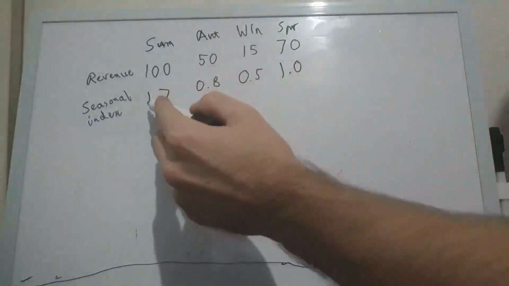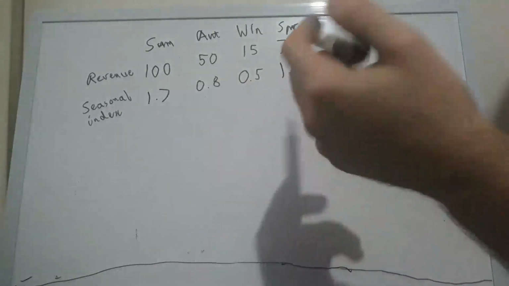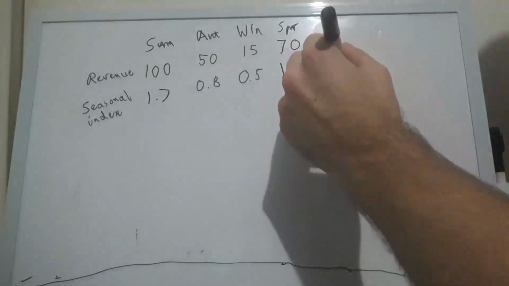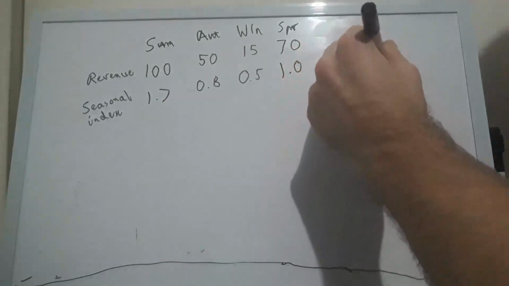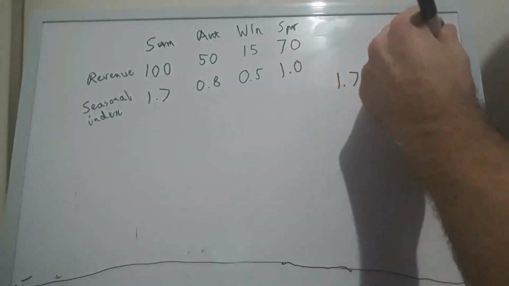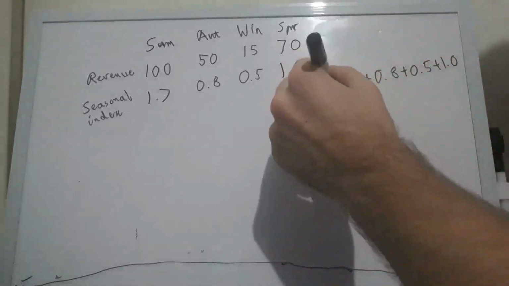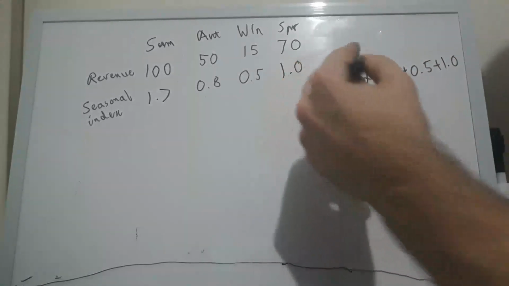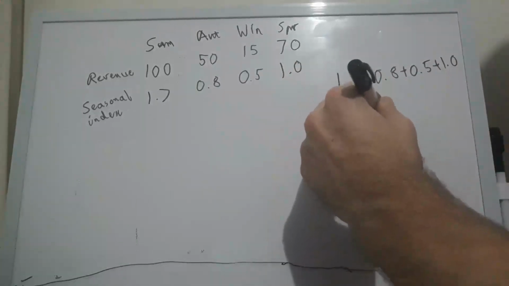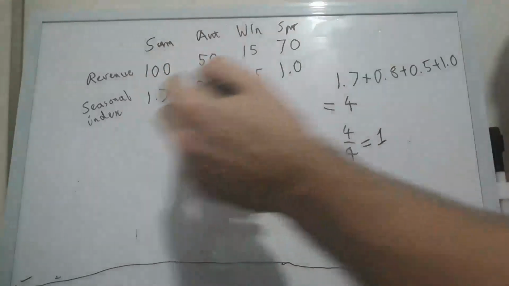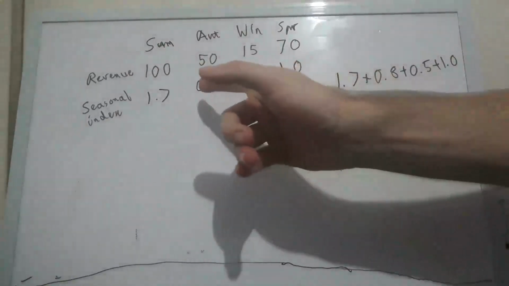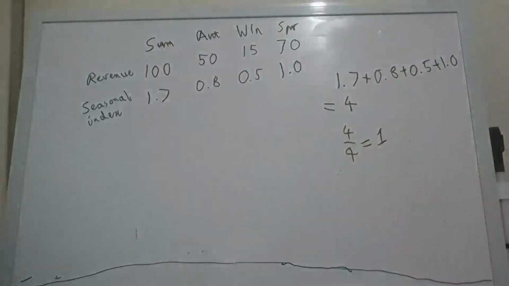Now, because we only have 4 seasons in a year, we only have 4 seasonal indexes that we're considering. If you add all these together, you can chuck this into a calculator if you don't believe me, that should equal 4. And because you added 4 numbers together, 4 divided by 4 equals 1. In other words, the average of your seasonal indexes is 1.